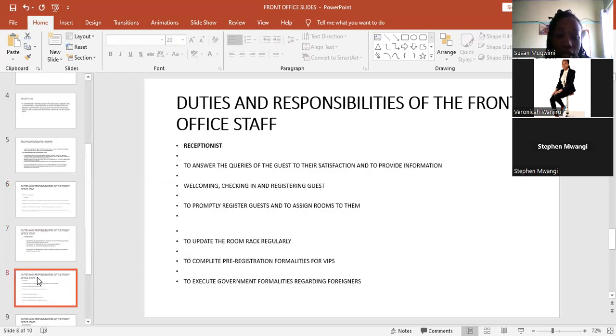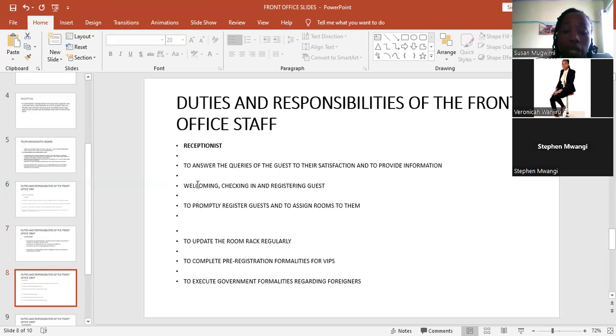So the next staff we have is the receptionist. The first responsibility of a receptionist is to answer queries in case there are any queries from the guests. He also welcomes and checks in and checks out the guests. He registers the guest once the guest checks in. Also, he updates the room rack requirements. When you talk about the room rack, it's the status of the room, whether the room is occupied or out of order. That's what we call the update of the room rack regularly.